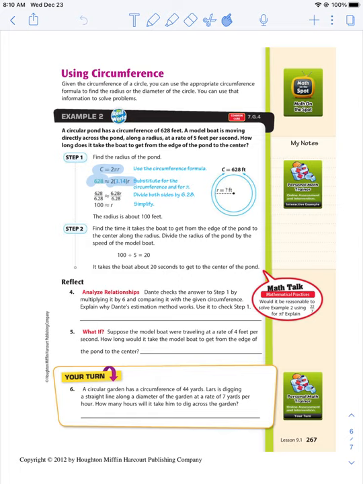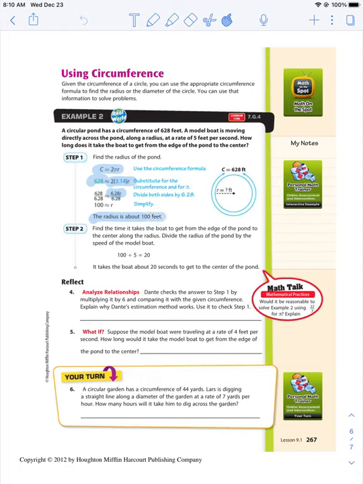So first, let's simplify the right side by multiplying 2 times 3.14. And then we get 6.28. Then to solve for r, we get r by itself, so then we need to divide by 6.28. Well, 628 divided by 6.28 is going to be 100. So the radius is about 100 feet.